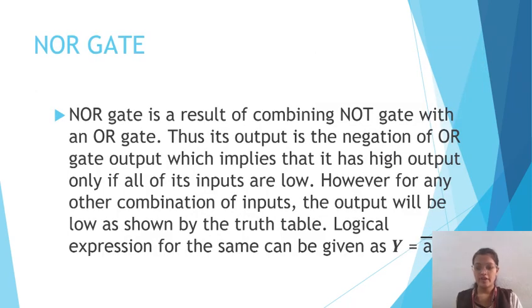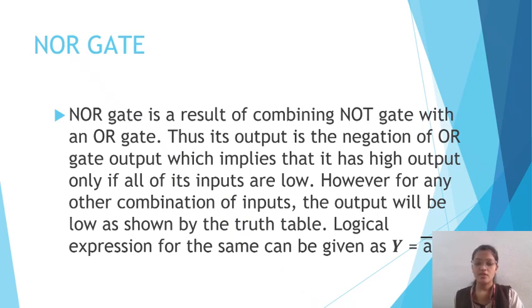NOR gate. NOR gate is a result of combination of NOT gate with an OR gate. It means it is a combination of two gates, which are OR gate and NOT gate. Its output is the negation of the OR gate output, which implies that it has high output only if all of its inputs are low. It means it is the opposite of OR gate. However, for any other combination of inputs, the output will be low as shown by the truth table.